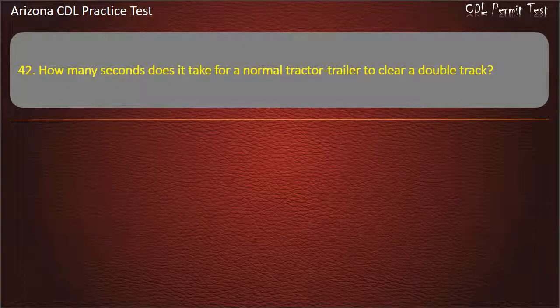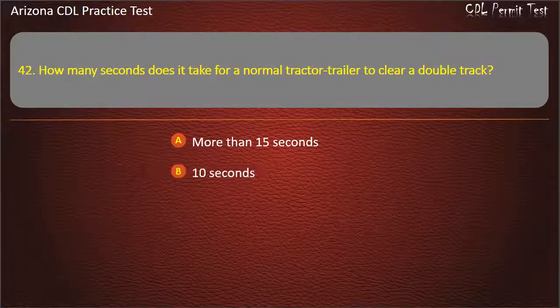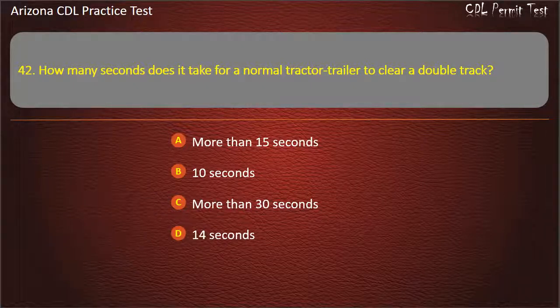Question 42. How many seconds does it take for a normal tractor-trailer to clear a double track? More than 15 seconds. 10 seconds. More than 30 seconds. 14 seconds. Answer. More than 15 seconds.